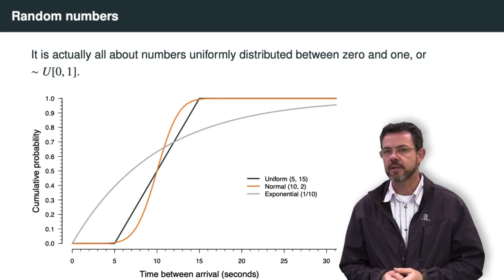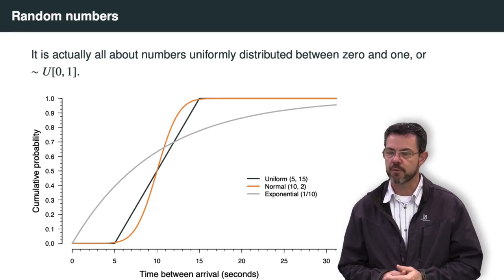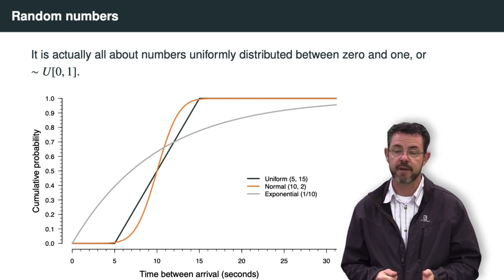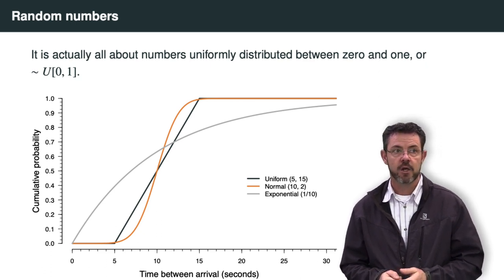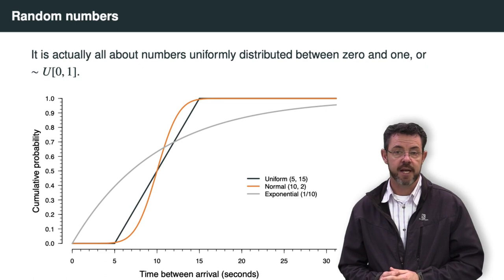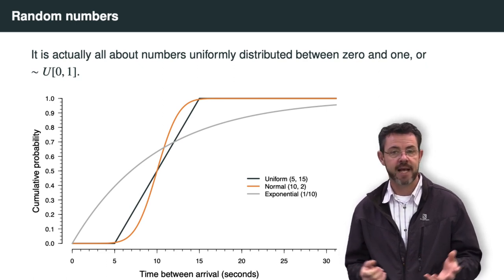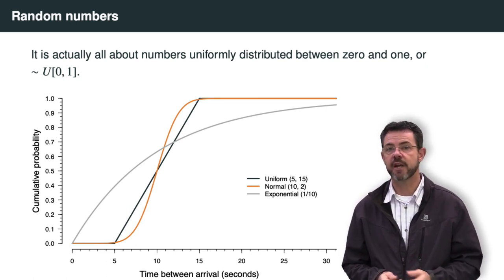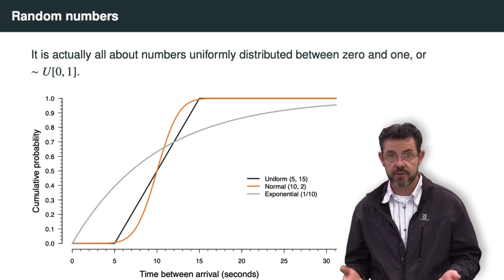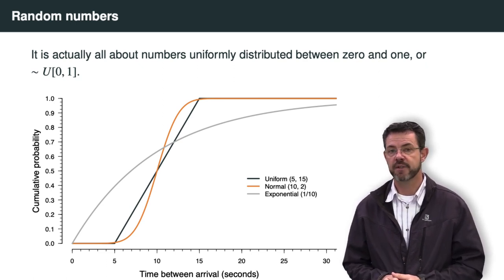Let's have a look at these three distributions. We have a uniform distribution with a minimum value of 5 and a maximum value of 15, which means it has an expected value of 10. The normal distribution has a mean value of 10 and a standard deviation of 2, which also means it has an expected value of 10.